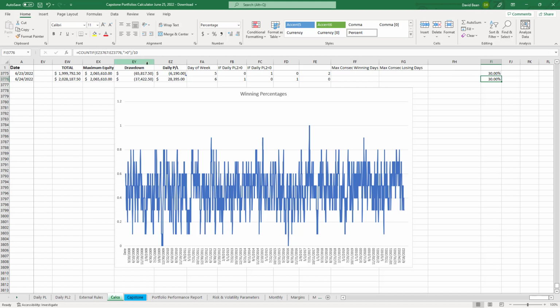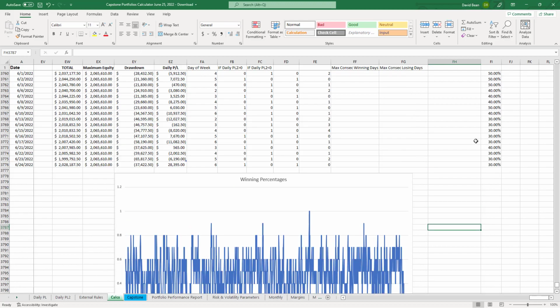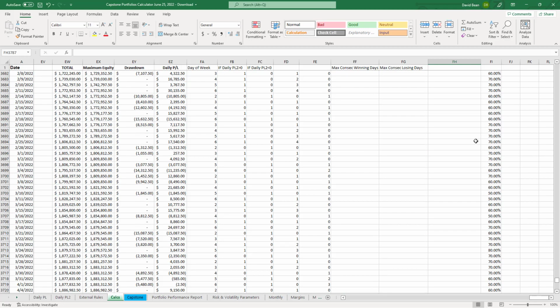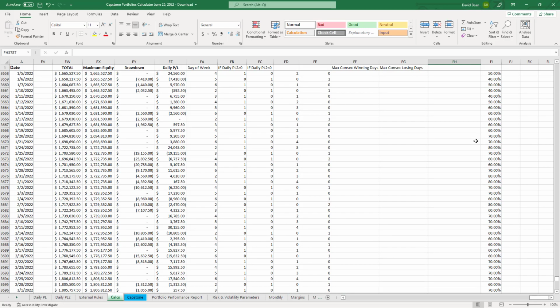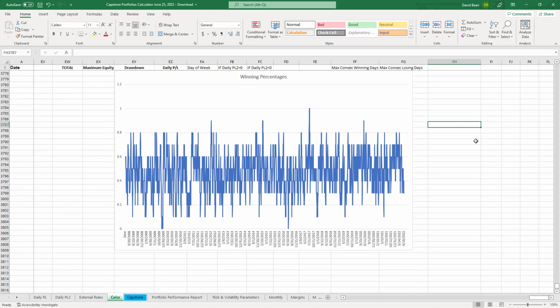And it looks at column, the daily P&L, E2. So the last 10 days, count if it is greater than 0 and divide by 10. That gives you a quick winning percentage. Where are we historically going back to 2008 as a winning percentage? It feels like our winning percentage would be smaller than it has been historically, but it's not.